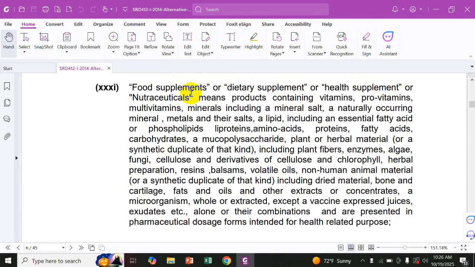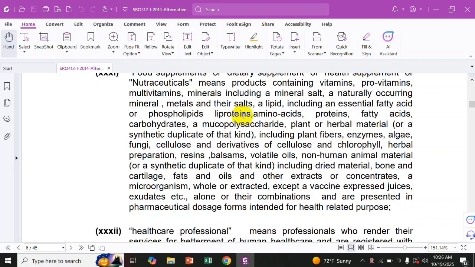What does it mean by nutraceuticals? It means products containing vitamins, provitamins, multivitamins. These are the vitamin categories. Any vitamin category can be formulated or prepared in the dosage form of nutraceuticals. Minerals, including mineral salts or naturally occurring minerals. Any type of mineral can be included in nutraceutical products.